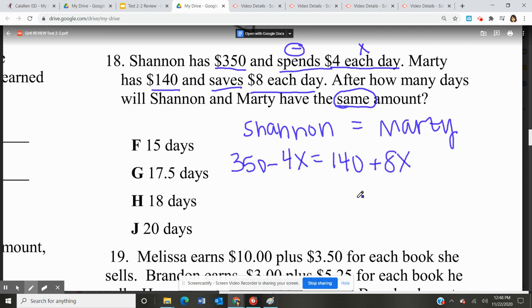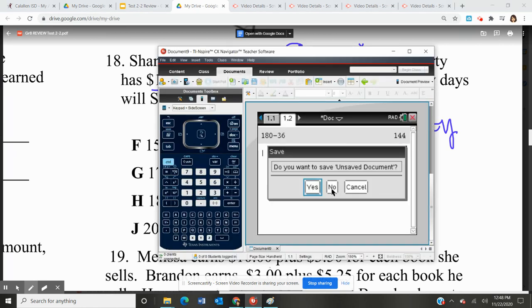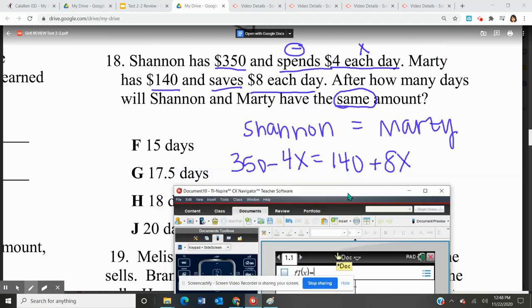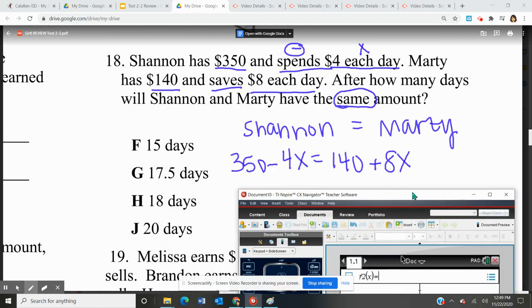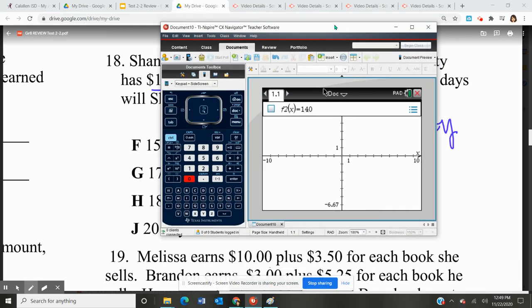So now all we have to do is put those two equations into our calculator. Please do not put them in all at once. We want to put one side in at a time into our graphs. So I'm going to go ahead and clear out my calculator, and I'm going to press no. I'm going to go over to the graphs, and my first equation was 350 minus 4x. I'm going to press the down arrow. My next equation was 140 plus 8x. I'm going to go ahead and press enter.